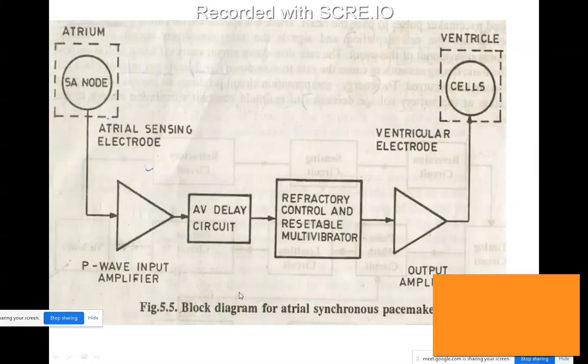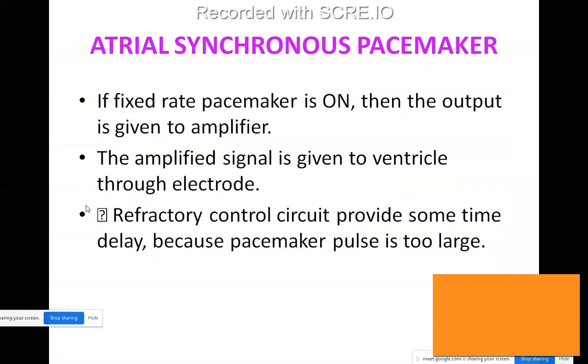So depending on the sensing of the atrial node signal, you will turn the pacemaker on, or you will turn the pacemaker off. Based on this voltage only you will be connecting the pacemaker. If the fixed rate pacemaker is on, then the output will be given to the second amplifier. That is, the amplified signal will be given to the ventricular node through the electrode.